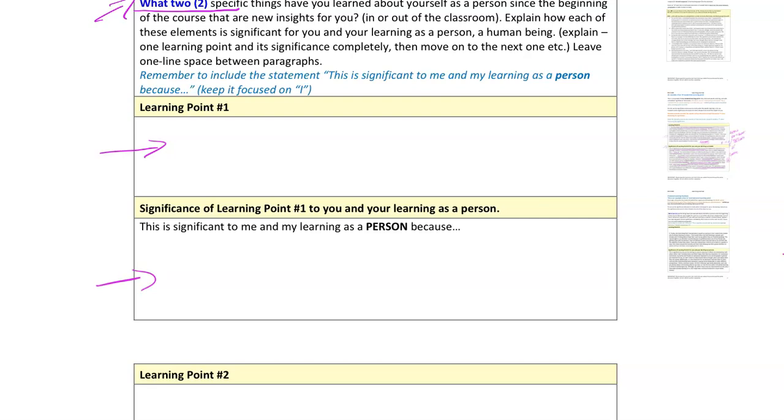What 2 specific things have you learned about yourself as a person since the beginning of the course that are new insights for you? Again, this journal comes at a point where you're reflecting on your experience since the beginning of the course. Other journals will give you a different time frame. And for the personal learning, you can draw on your experiences in or outside of the classroom.